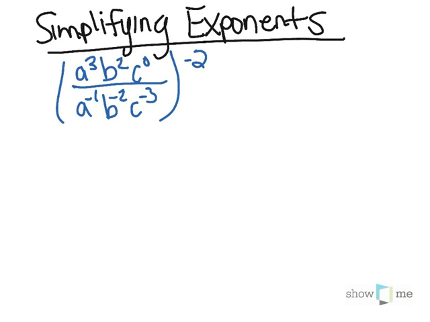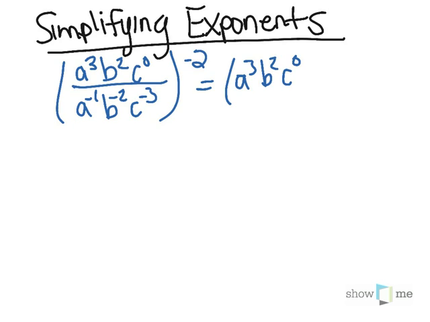So the first thing I'm going to consider when doing this problem is the inside of the parentheses. I see that the denominator and the numerator both have a's and b's, but all of the a's, b's, and c's in the denominator are negative. So I'm going to use the rule that says I can move those up to the numerator and change the exponents to being positive. When I do that, I'm going to first just write down what I already have in the numerator: a cubed b squared c to the 0.